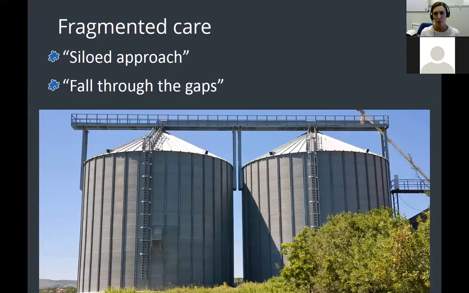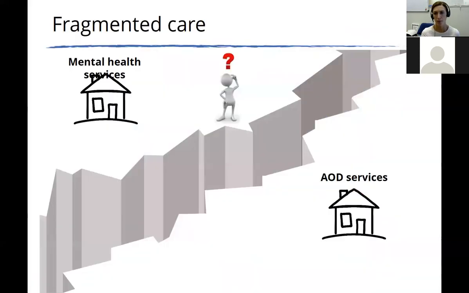And a large part of the problem in people being able to access treatment is that our clinical services, and particularly those for comorbidity, have traditionally adopted a siloed approach in which mental and substance use disorders are treated separately. And as a consequence, people can be bounced between mental health and AOD services with little continuity of care, and a lot of people end up falling between the cracks in the healthcare system.